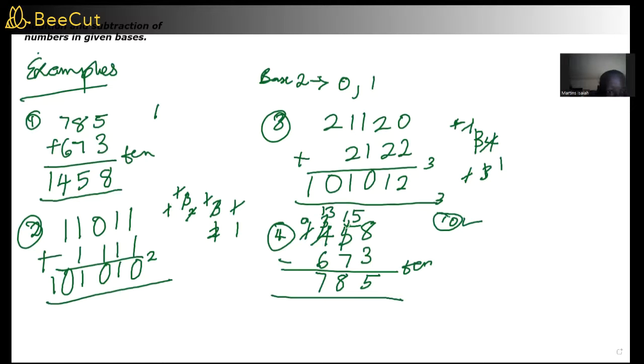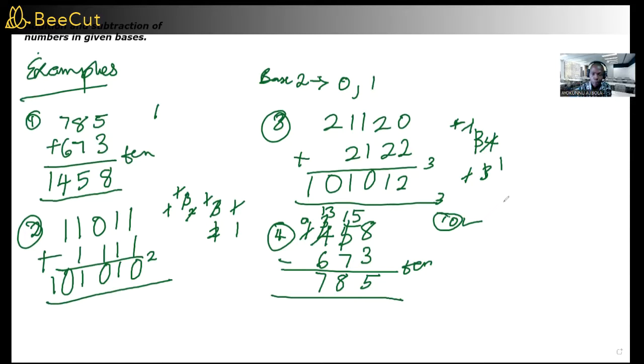So that means, are you listening? Yes, sir. That means if you are under any base and you need to borrow, the one you are borrowing is the value of the base. If you are under base 2 and you borrow 1, what have you borrowed? 2. If you are under base 3 and you borrow 1, what have you borrowed? 3. Do you understand? Yes, sir. Very good. Let's do one more, then you'll be given the time to write down.